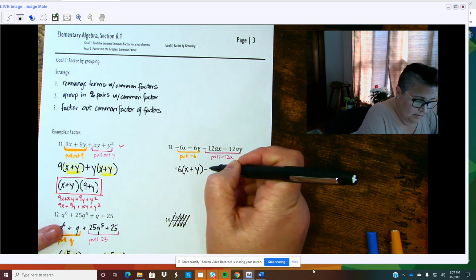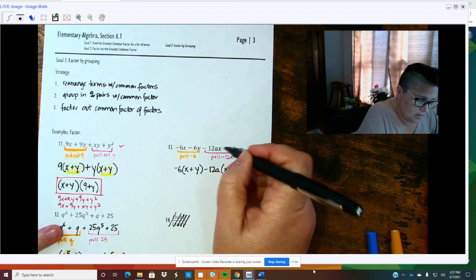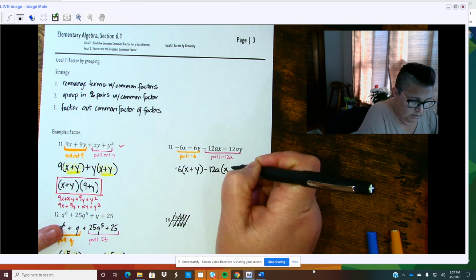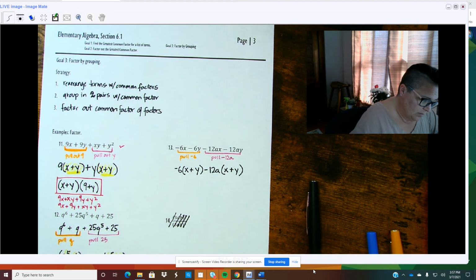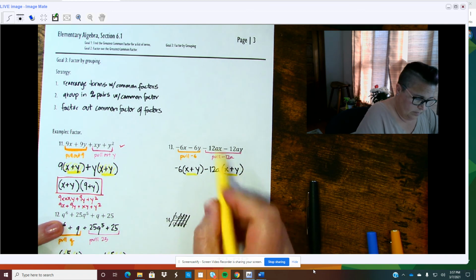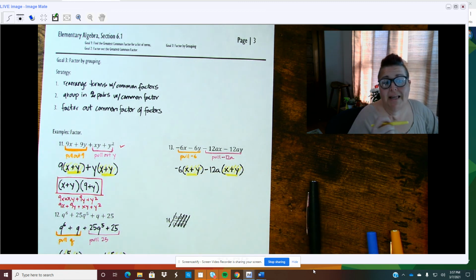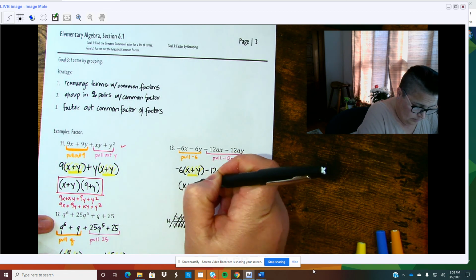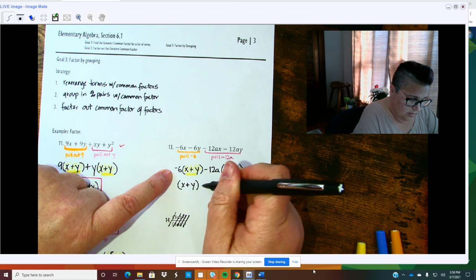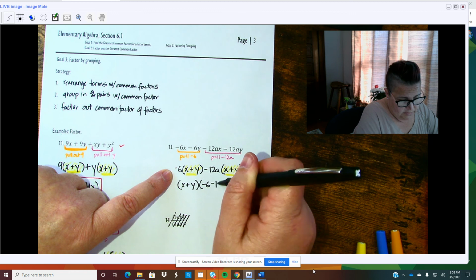Then I'm going to pull a -12a, and that's going to leave me with an x. And since I pulled a negative, this will switch again to plus y. Do you see how that's x plus y then in both of them? So I factored, but I can factor the common factor out of these two. So now I can pull this x plus y out front, leaving me with a -6 minus 12a.